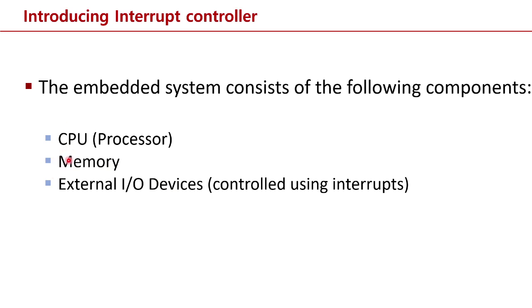The first component is the CPU, and a number of embedded systems are based on the ARM processor. Another important component is memory, which stores the data from the CPU processor. Without the memory, an embedded system is unthinkable. Another important part of your embedded system is external I/O devices. We call external I/O devices the peripheral devices.